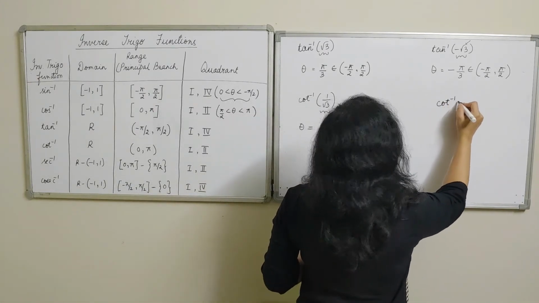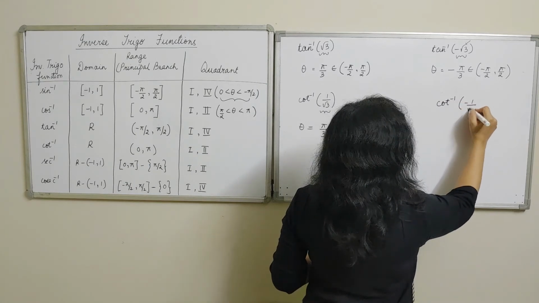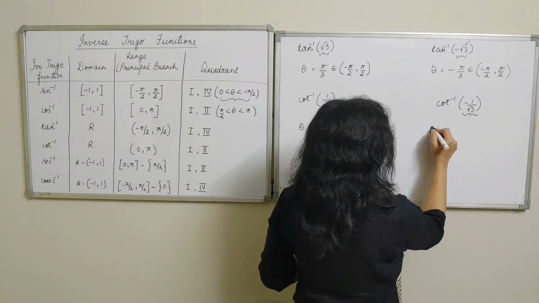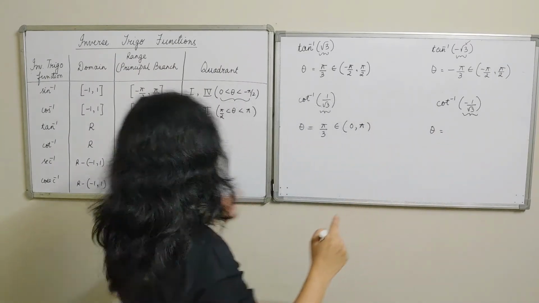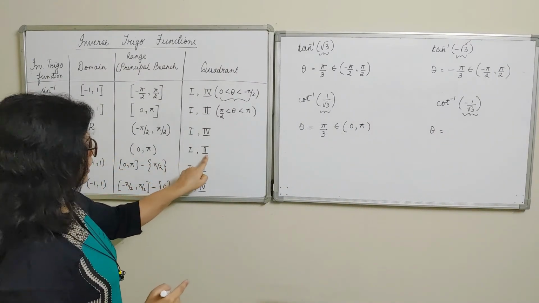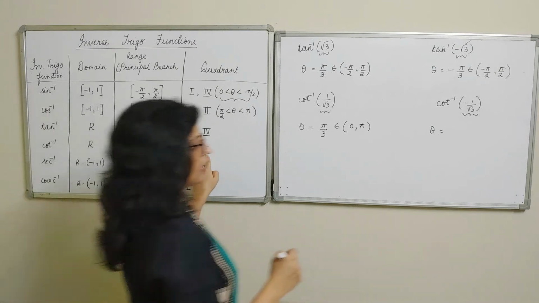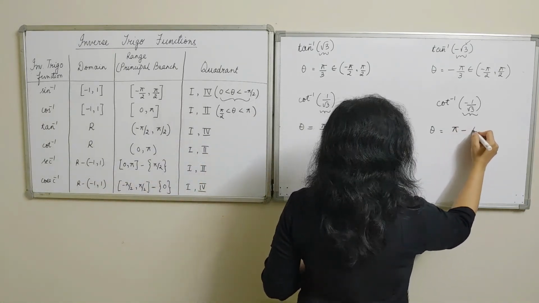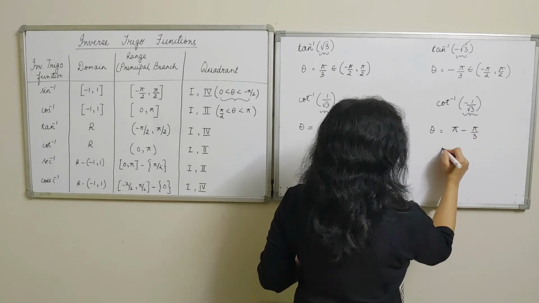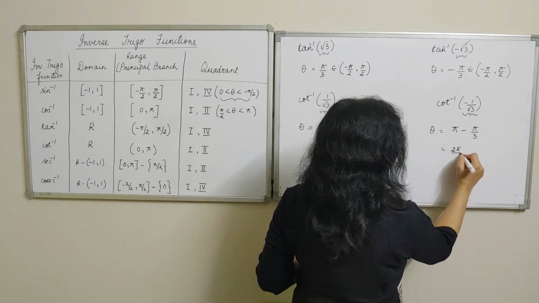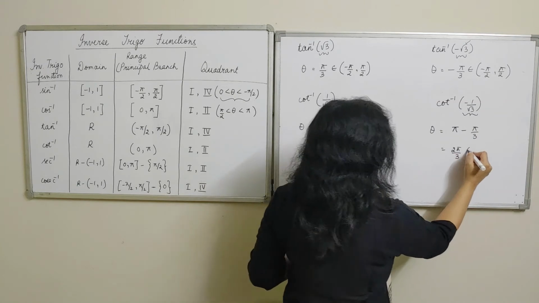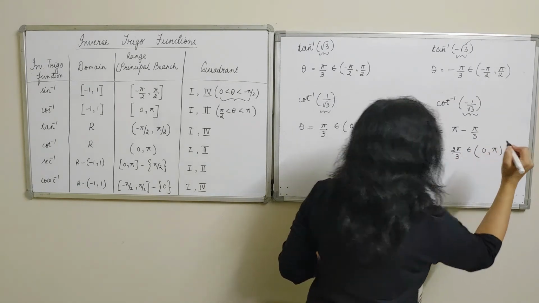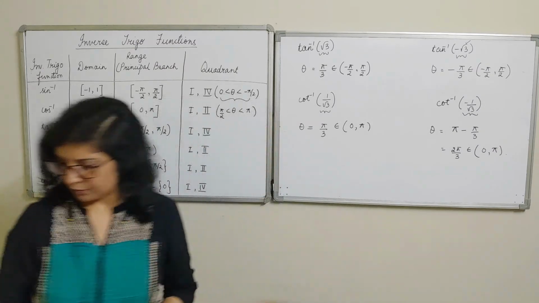If we want to find out cot inverse of minus 1 by root 3, the value is negative, so theta will lie, for the cot inverse function, in the second quadrant, and in the second quadrant the angle is expressed as pi minus the acute angle. So this value turns out to be 2 pi by 3, which is 120 degrees, and this surely belongs to the principal branch of the function.